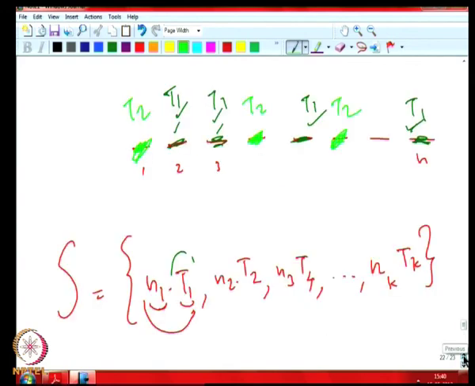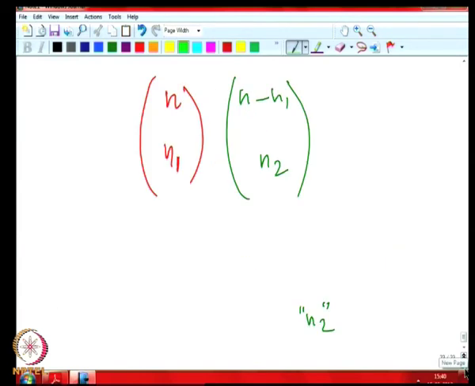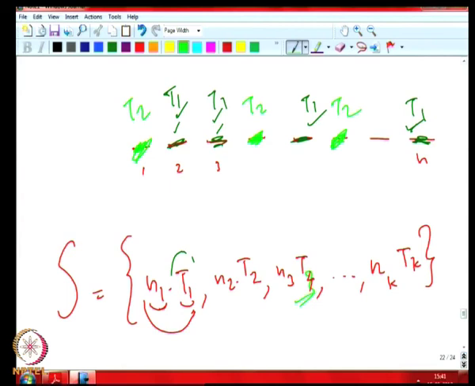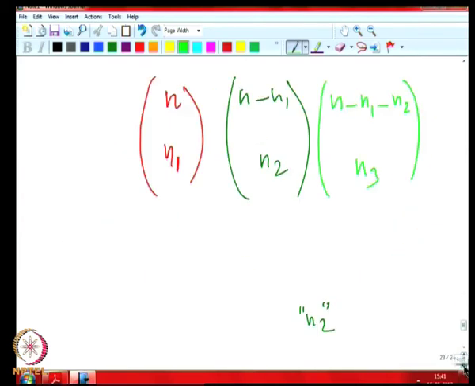Now that we have placed n2 type T2 things there, we have to worry about type T3, of which n3 are there. But how many positions are left? Initially n positions were there. Now n1 were used up by type T1 things, and then n2 positions of the remaining are gone for type T2 things. This many positions are available, and from this we have to select n3 for type T3 things. And for type T4 things, from the remaining n minus n1 minus n2 minus n3 positions, we have to select n4, and so on.